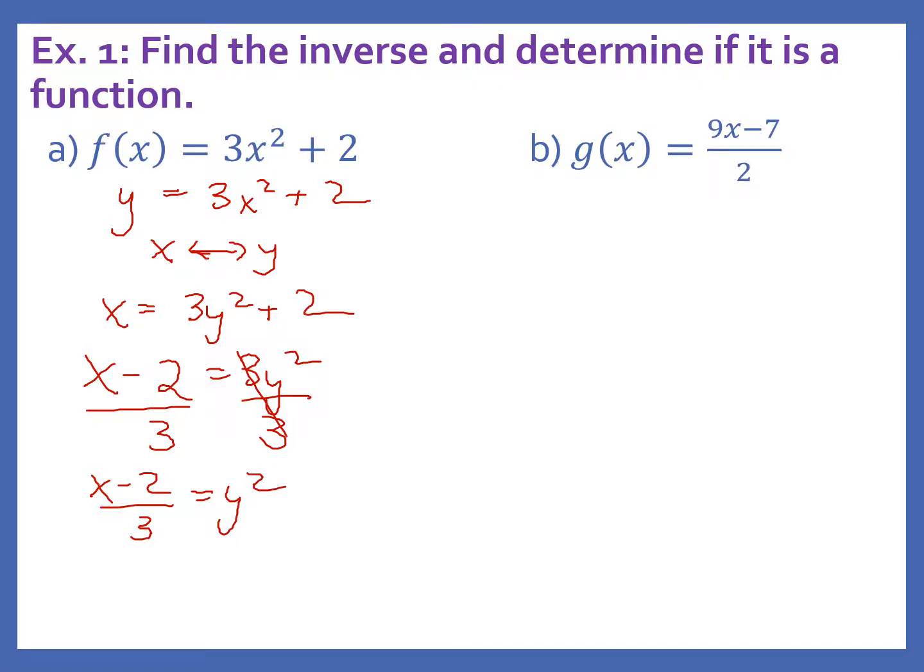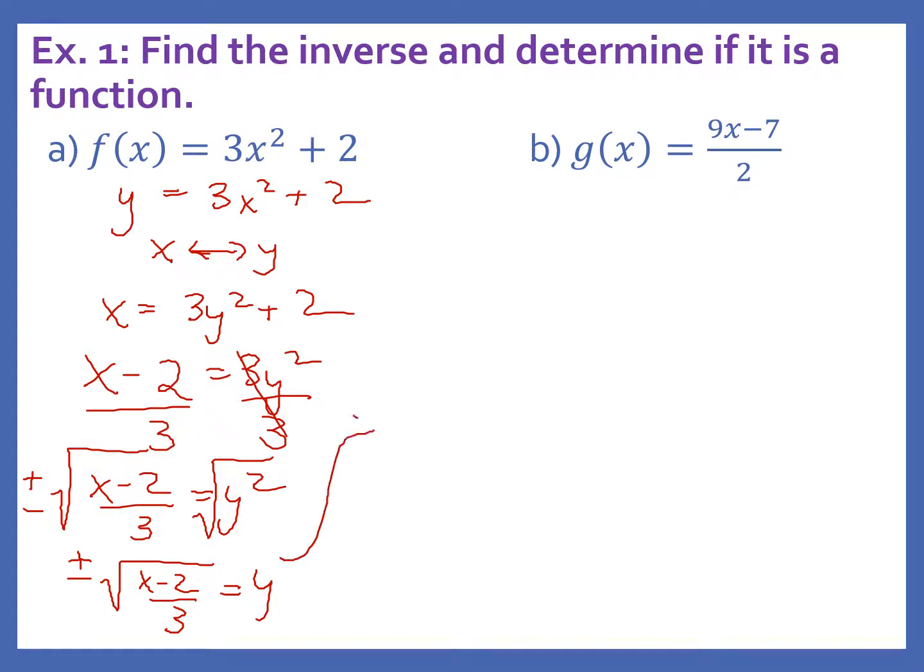And then how do you get rid of a square? You square root both sides. And do not forget that when you square root something, it is plus or minus. So we're left with plus or minus the root of x minus 2 over 3 equals y. And then our last form step here: f inverse of x equals plus or minus the root of x minus 2 over 3.